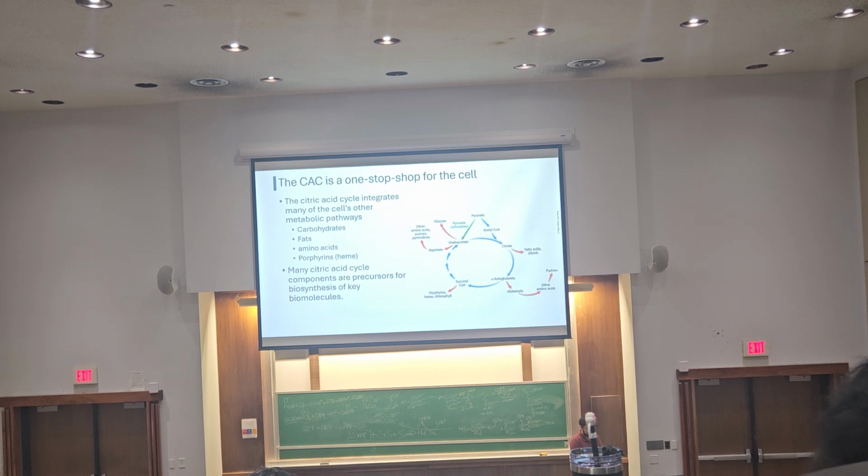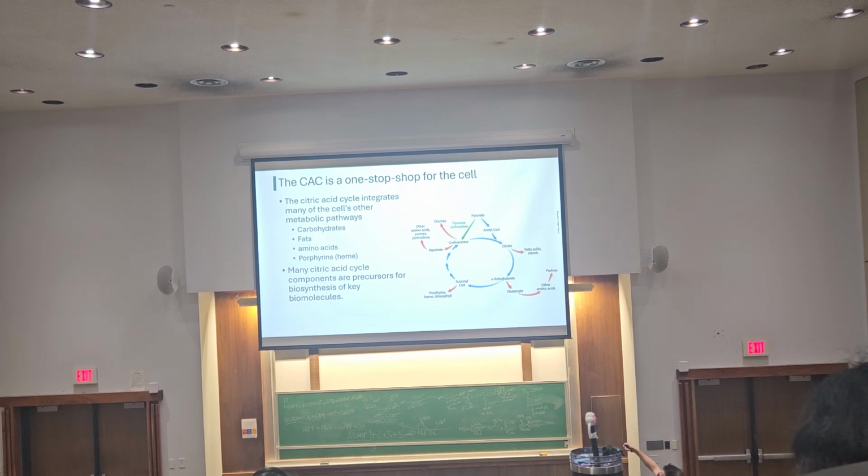All right, now the citric acid cycle again is kind of this one-stop shop. The citric acid cycle integrates many of the cell's other pathways, right? So carbohydrate metabolism, fat metabolism, amino acid metabolism, and also porphyrin synthesis, which, remember, heme is a part of it. So heme is protoporphyrin 9. So here, succinyl-CoA is used for the synthesis of these porphyrins, and also chlorophyll, which I'm not going to talk about because it's lame.